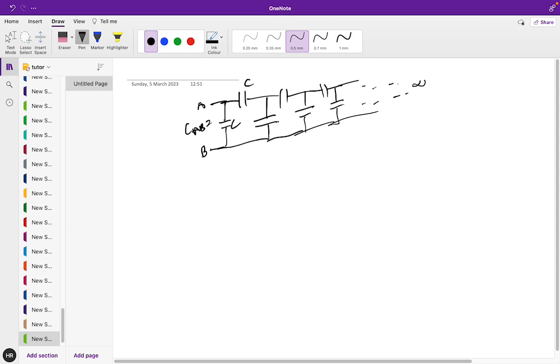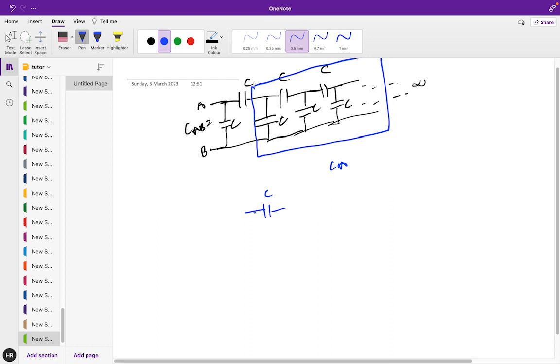All the capacitor values are C. So for solving this question, what you need to take? C equivalent. Particularly you are assuming this as CAB. So you are getting C, this is C, and this will be CAB, and this is also CAB. So these two are in series. So what will be the net value of this? C into CAB by C plus CAB, right?